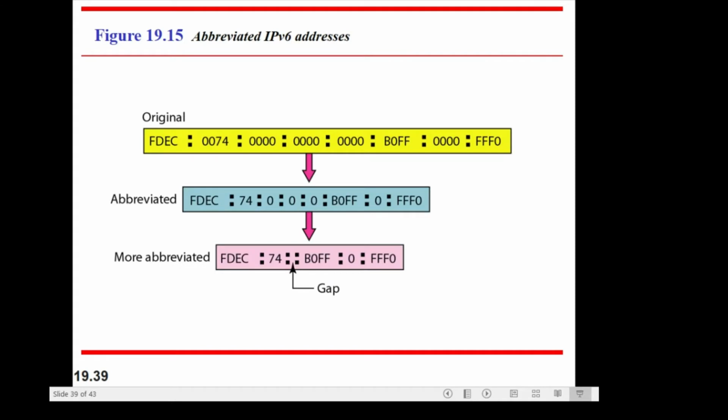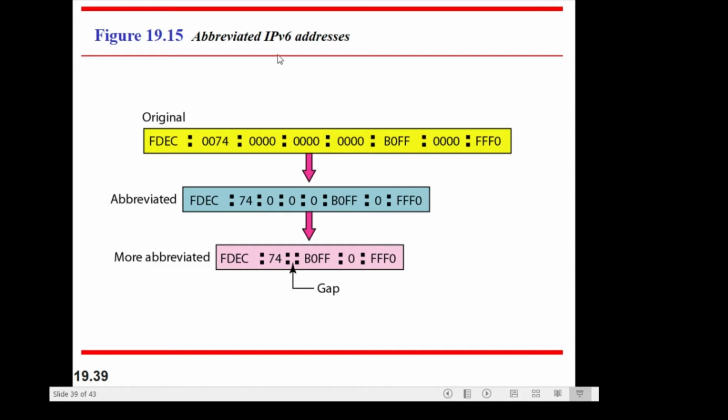So this is the original IPv6 representation, consisting of 16 bytes, 1 2 3 4 5 6 7 8 sections, and each has 4 digits in hexadecimal. 1 hexadecimal digit equals 4 binary digits, so 4 times 4 equals 16 bits.